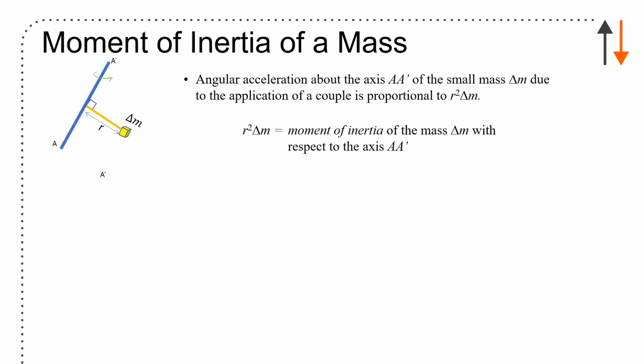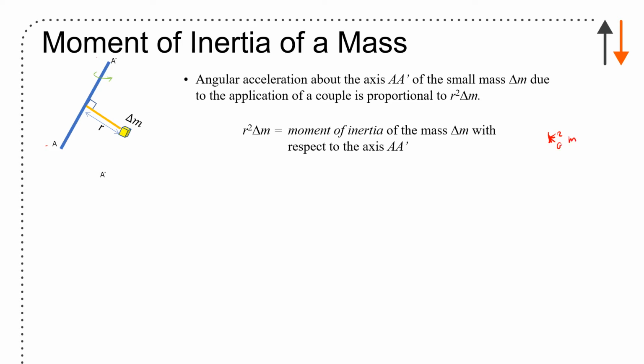So angular acceleration about the axis AA prime. So you have AA prime over here. For a small mass, and that's just the mass over here, delta m, due to the application of a couple is proportional to r squared, the perpendicular distance from AA prime to that mass element. And so if I want to know the moment of inertia of the mass delta m, it's going to be r squared delta m in this case.